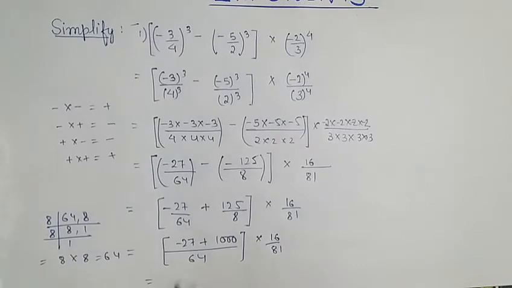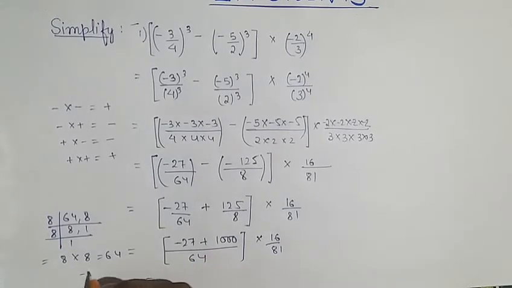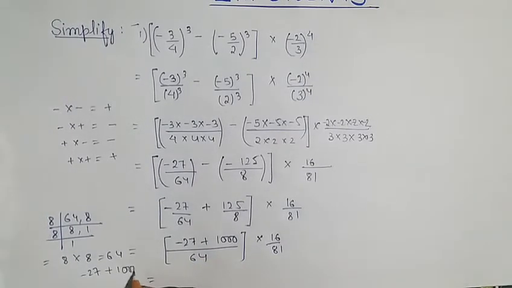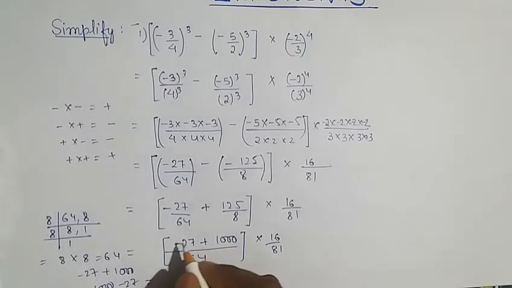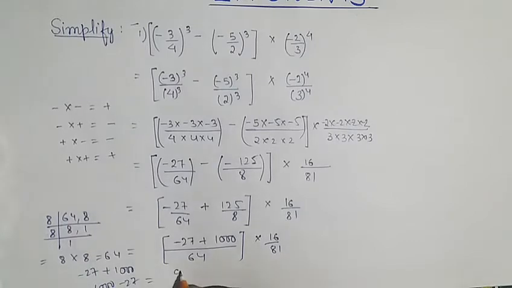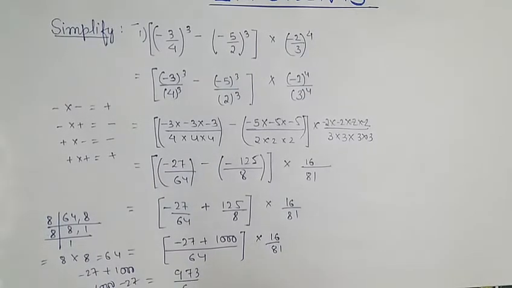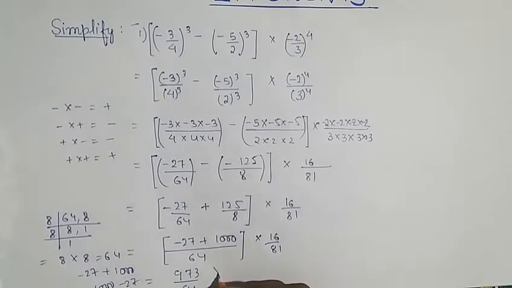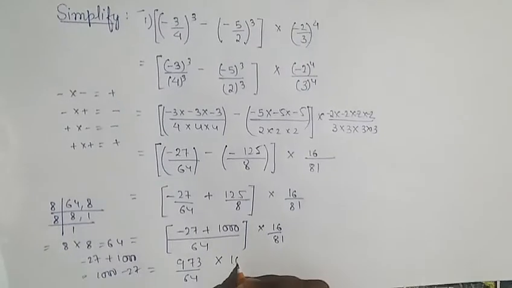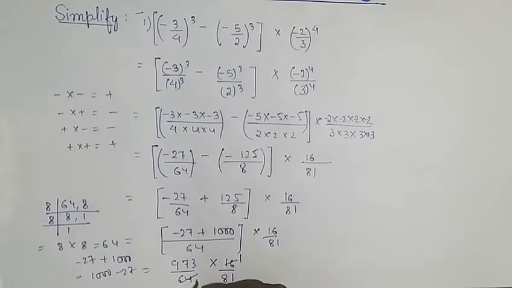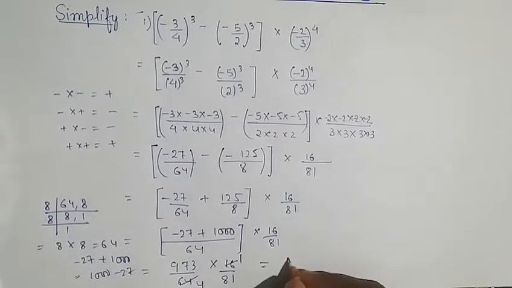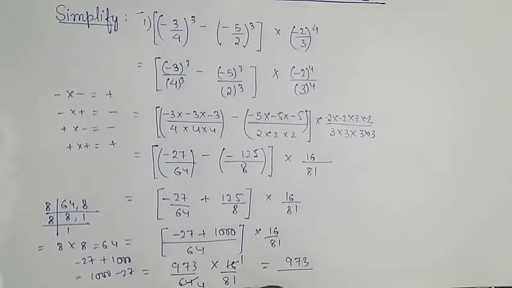Now we have to subtract this, since minus 27 plus 1000 is nothing but 1000 minus 27. It's just that this number is written first. So this will come to 973 upon 64. We will remove the bracket, into 16 upon 81. So 16 1s are 16, 16 4s are 64. So this will be equal to 973 upon 81 into 4, which is 324. So I hope this question is clear.